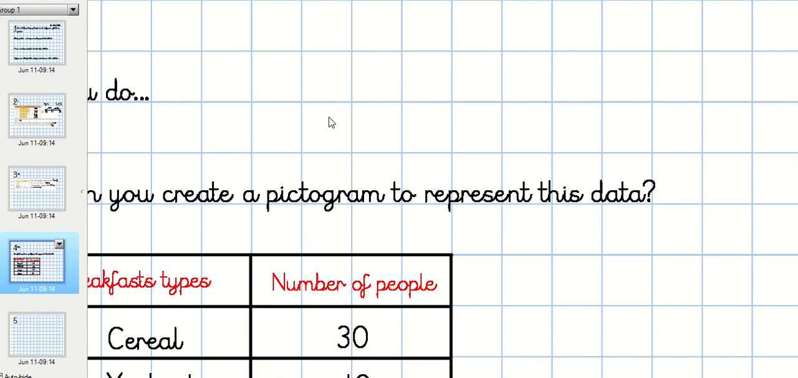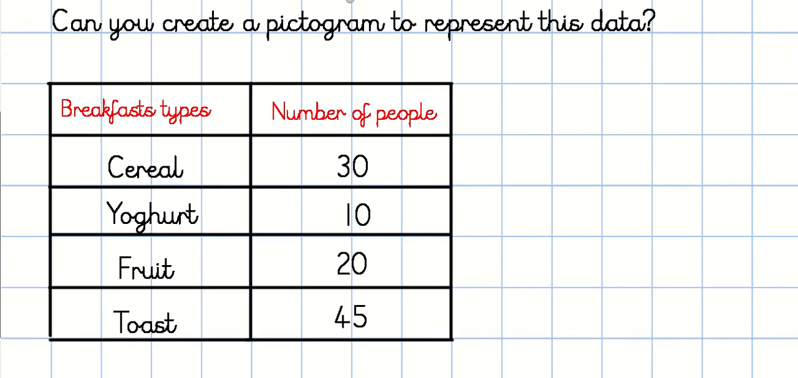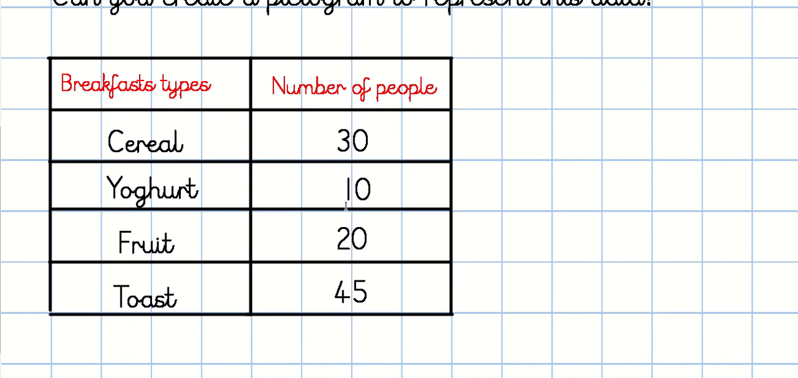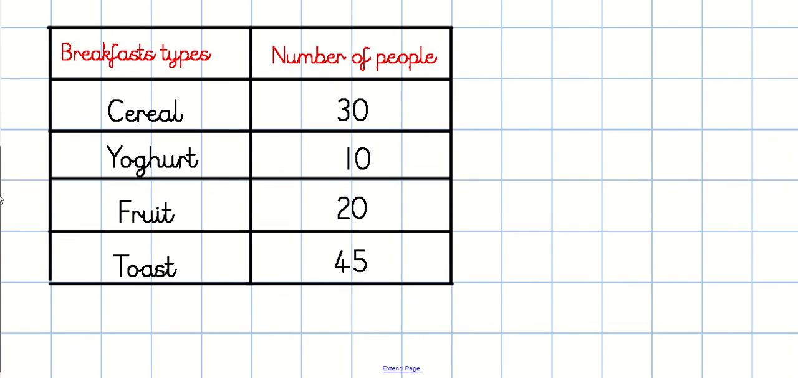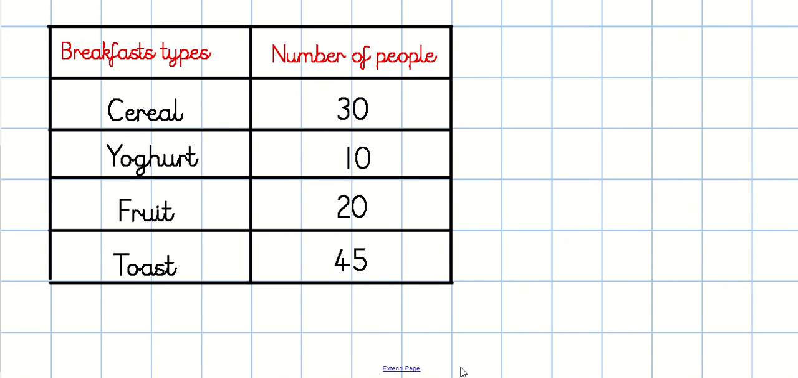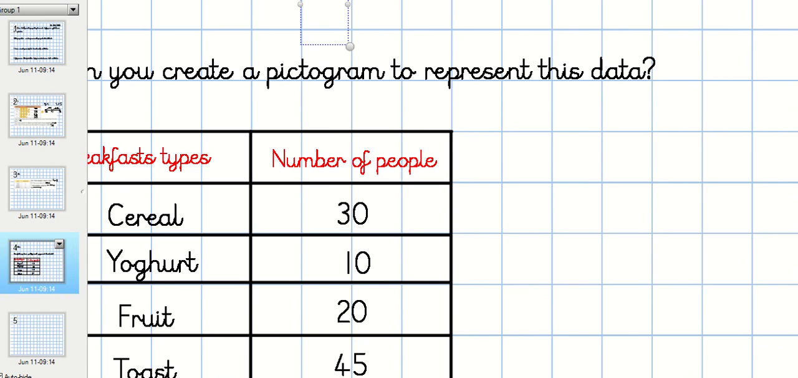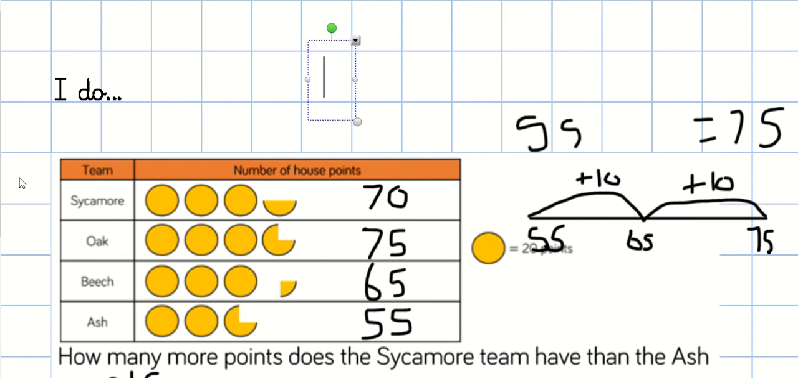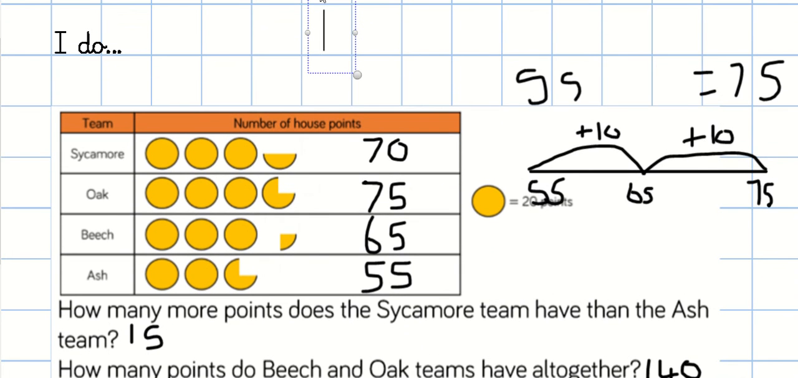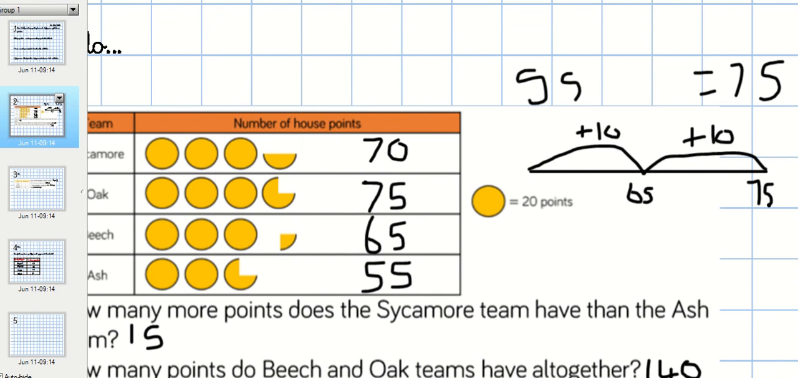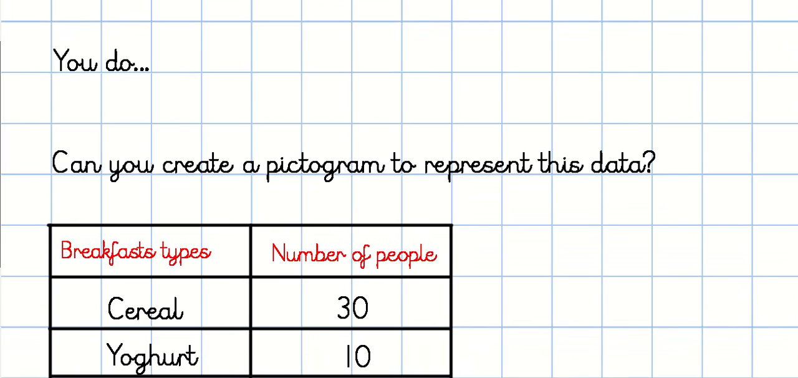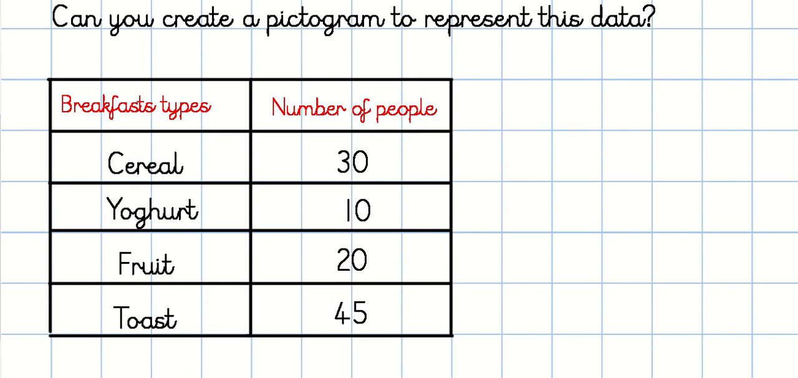Let's look at our final question. Can you create a pictogram to represent this data? Our breakfast types are cereal, yogurt, fruit and toast, and you need to represent the number of people. I would recommend using 10 as your key. On a pictogram you always have a key, don't you? On our key here, 1 circle equals 20 points. So on your key, I would recommend that 1 circle equals 10 points.